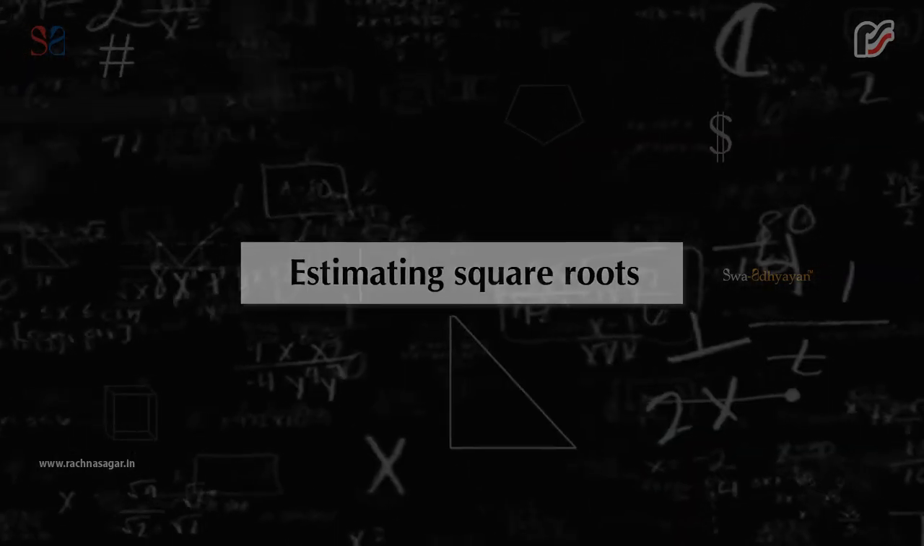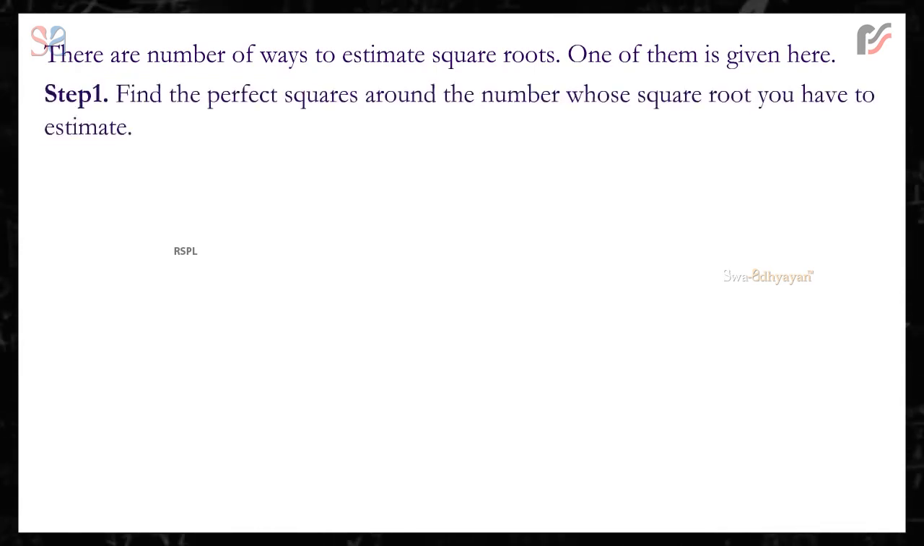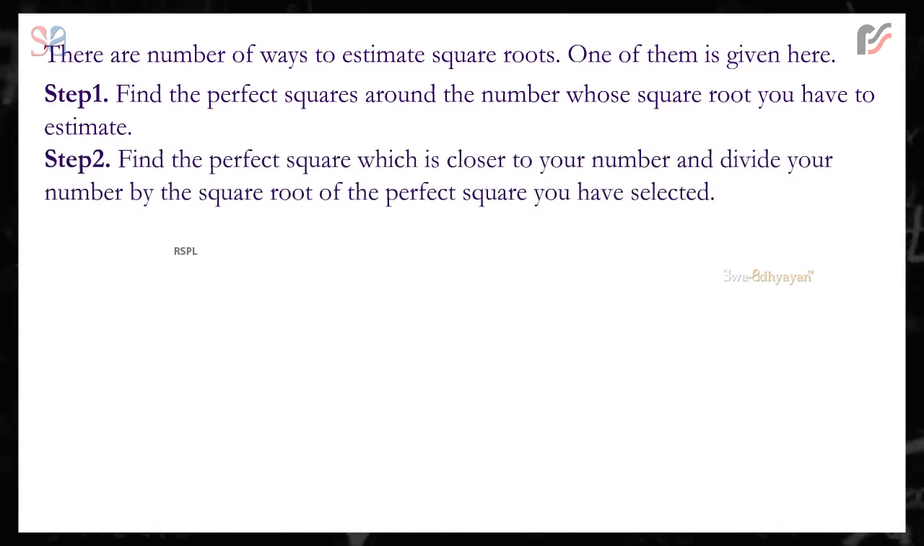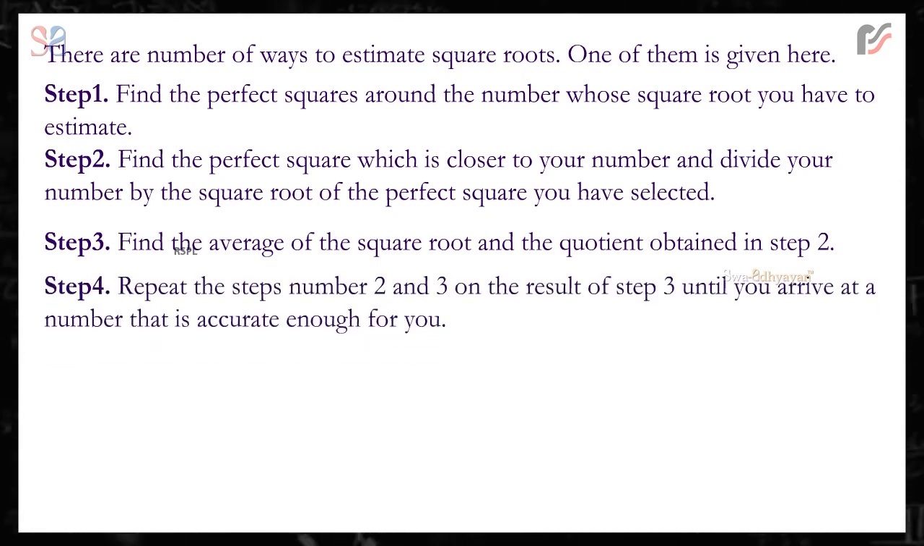Estimating square roots. There are a number of ways to estimate square roots. One of them is given here. Step 1. Find the perfect squares around the number whose square root you have to estimate. Step 2. Find the perfect square which is closer to your number and divide your number by the square root of the perfect square you have selected. Step 3. Find the average of the square root and the quotient obtained in step 2. Step 4. Repeat steps 2 and 3 on the result of step 3 until you arrive at a number that is accurate enough for you.